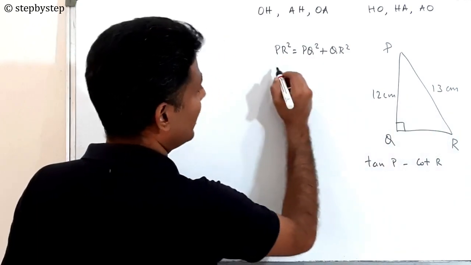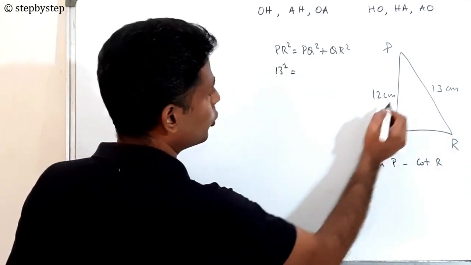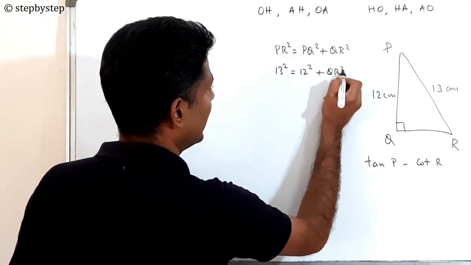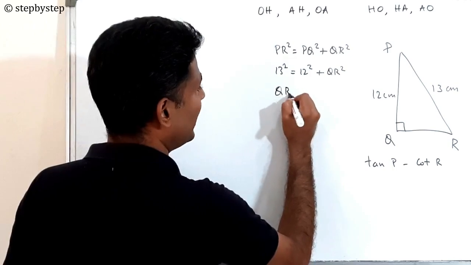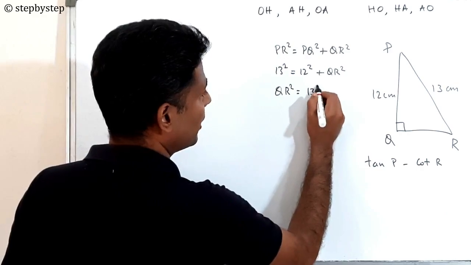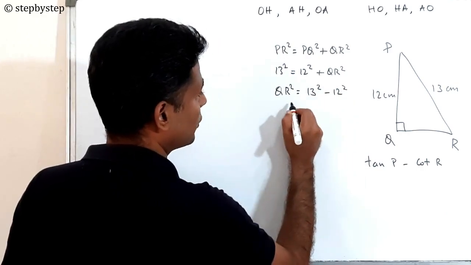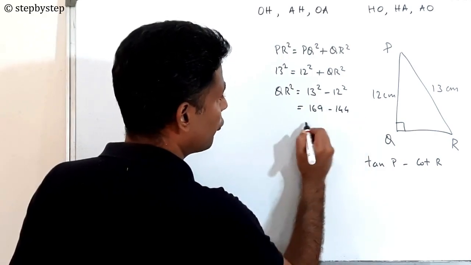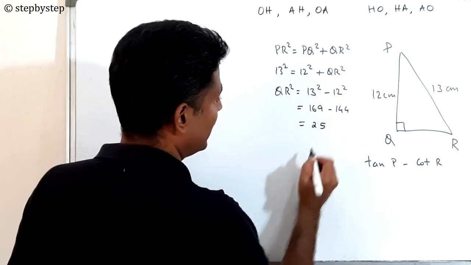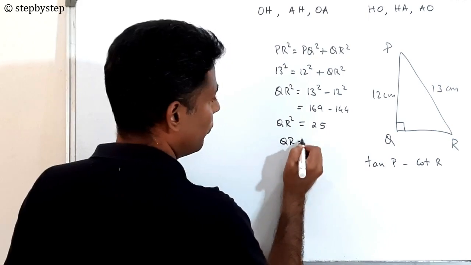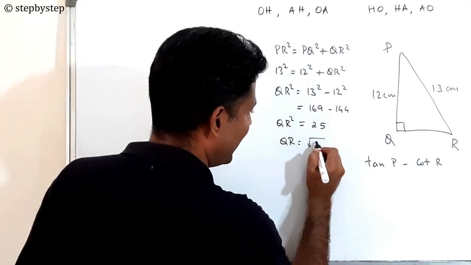Now we know PR square, that is 13 square, equal to PQ square, that is 12 square, plus QR square. Which means QR square will be equal to what? If to find this I have to transpose 12 square this side, it will become 13 square minus 12 square, that is equal to 169 minus 144, that is equal to 25. So QR square is 25. What will be QR? When square is transposed, it becomes square root.